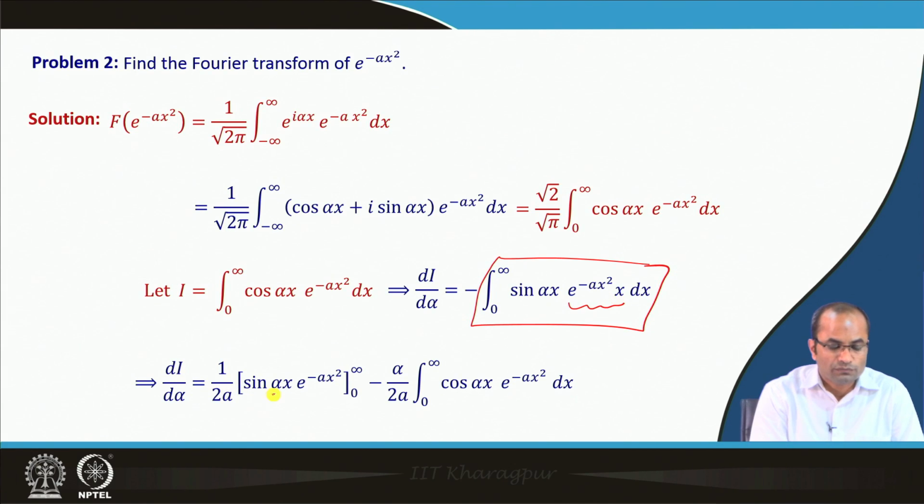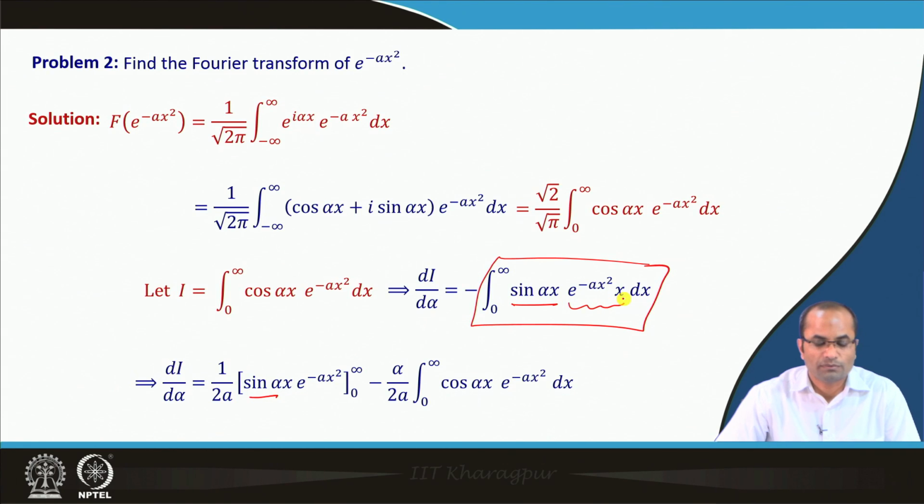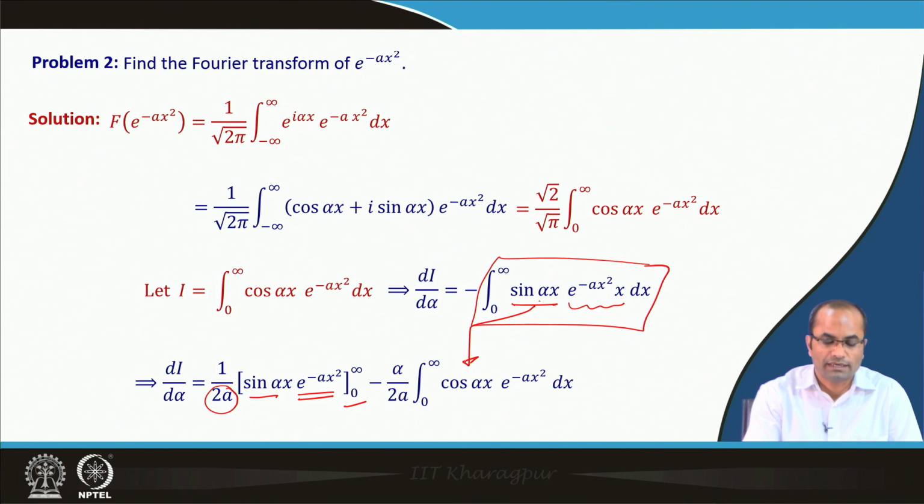So, we have the sin alpha x as it is, and the integral of this e power minus a x square times x will be just, we have to adjust this factor 2a there, and then this is exactly e power minus a x square, the limit 0 to infinity. And similarly here this sine will become now the cos alpha x, and 1 alpha will also appear, and there is a 2a already there.